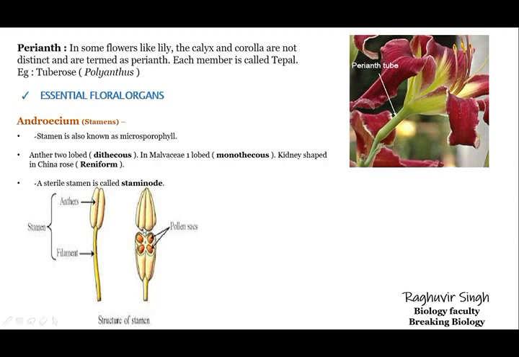You can see here the cross section of an anther lobe. This is a single anther lobe and it contains two pollen sacs. So basically, two anther lobes will contain four pollen sacs. That is why each anther lobe is called tetrasporangiate, because of the presence of four pollen sacs. Four means tetra, that is why tetrasporangiate. And inside this pollen sac is present the pollen grain.